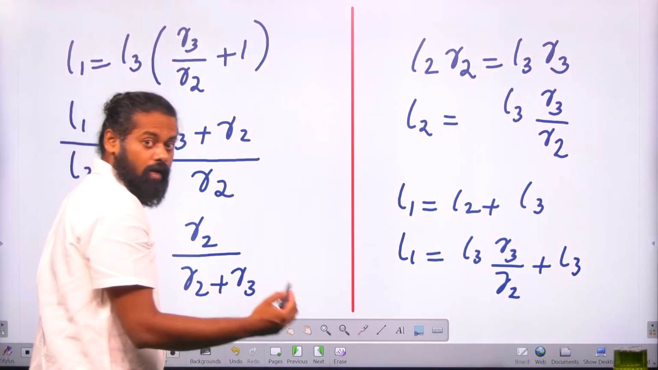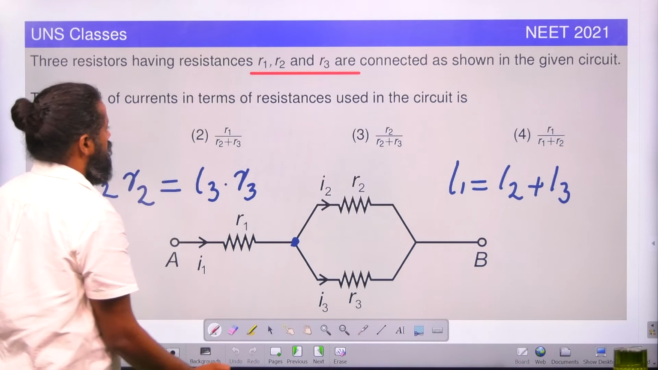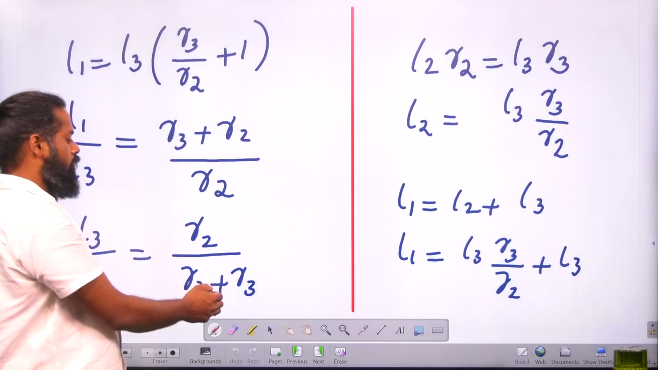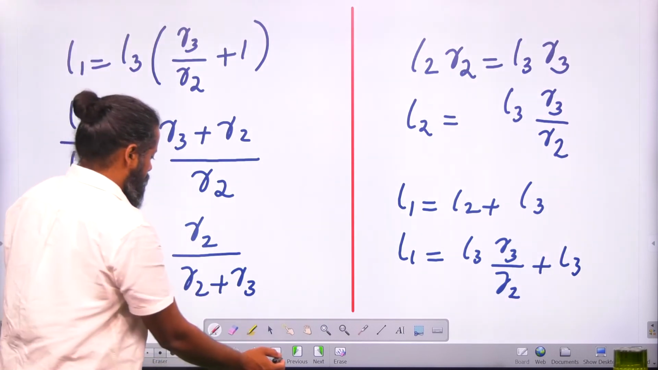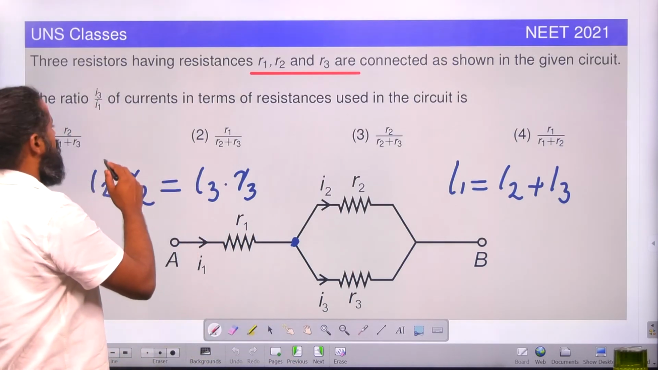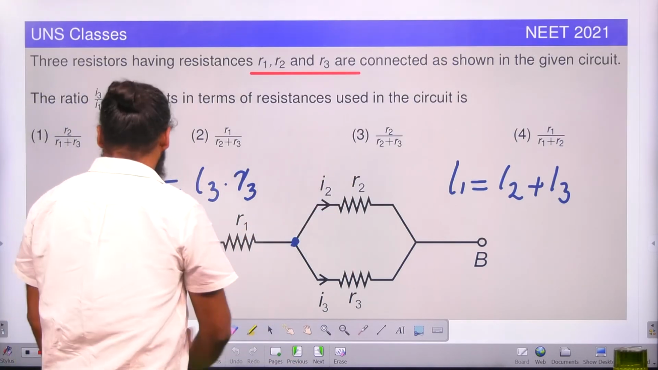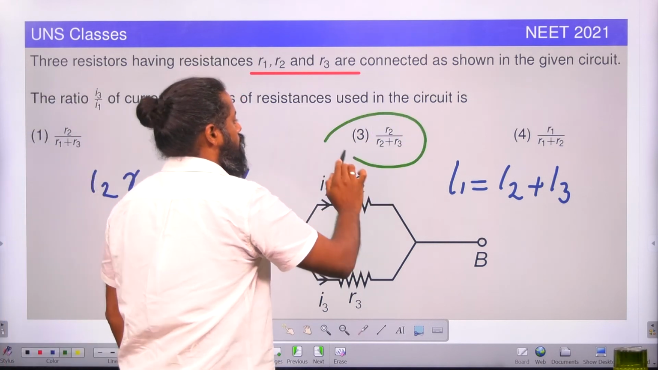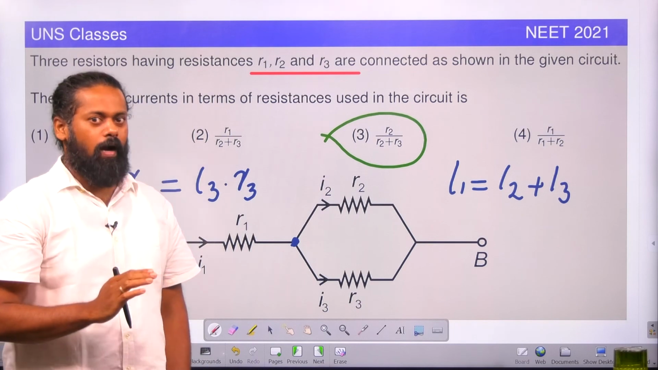Okay. Let us see the options. What was the correct option? See what we obtained, R2 divided by R2 plus R3. R2 divided by R2 plus R3. So option 3 is the correct answer. See, R2 divided by R2 plus R3. I hope all of you understood this question.